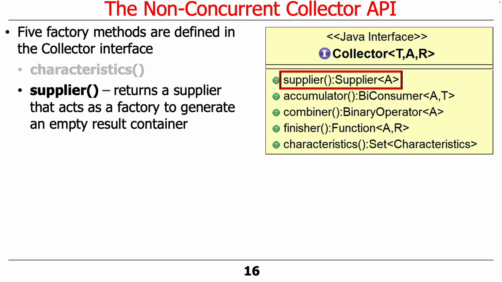Then there are 4 other methods we're going to talk about that are also very important. First one is supplier. And the supplier returns a Supplier, which is a type of functional interface defined in modern Java, that acts as a factory to generate an empty result container. So that's basically kind of like a virtual constructor, if you will.